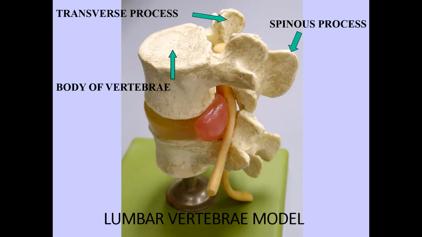And between the bodies of all the vertebrae are going to be the intervertebral discs, these big pads of cartilage to function as a shock absorber. That's what we see down here. Here's a pad.